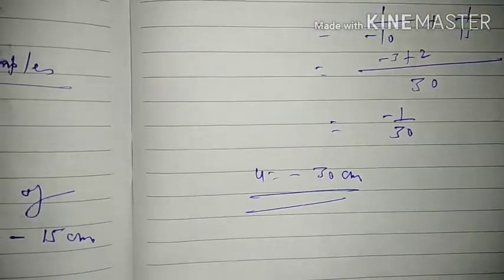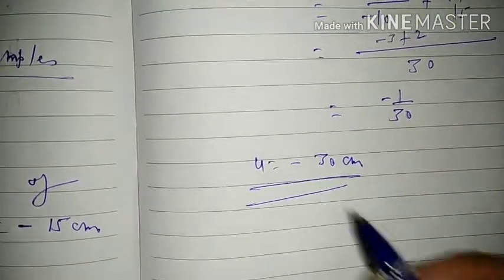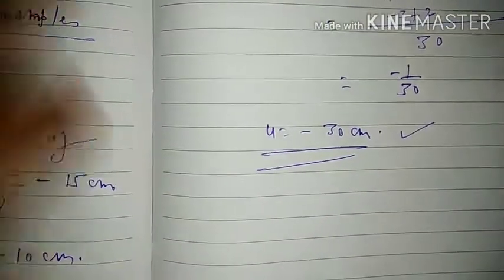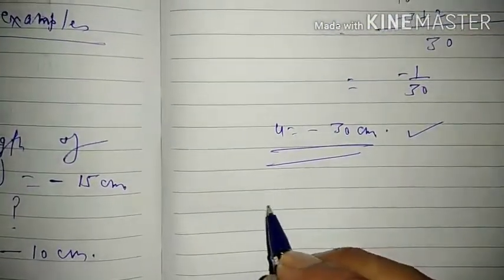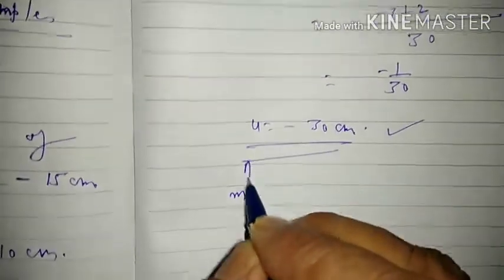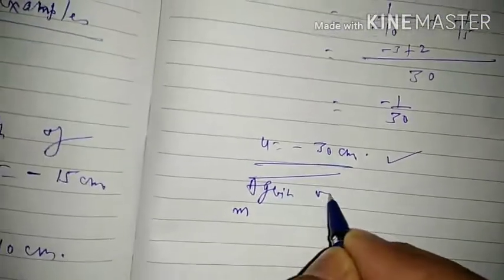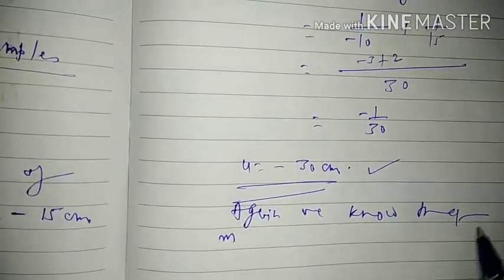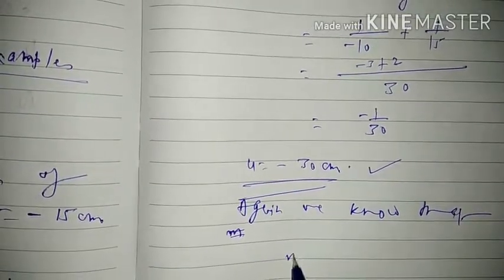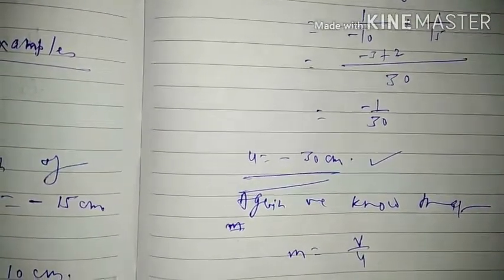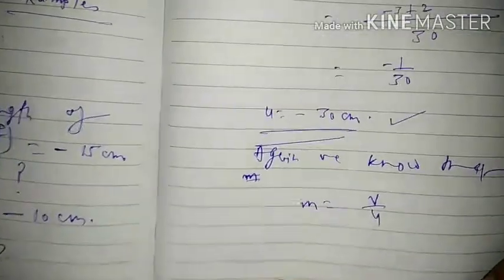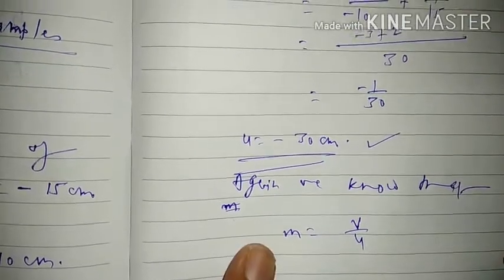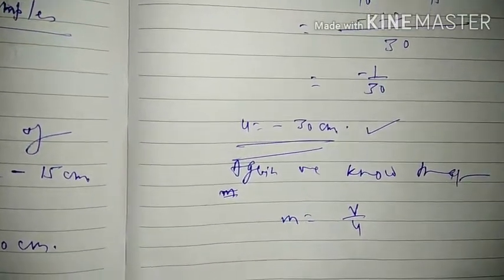So object must be taken at a distance of minus 30 centimeter in front of the lens. Now the next question is, what is magnification? Again we know that magnification m is equal to v by u. For mirror, once again see here, magnification is equal to minus v by u, but for lenses magnification is equal to v by u.